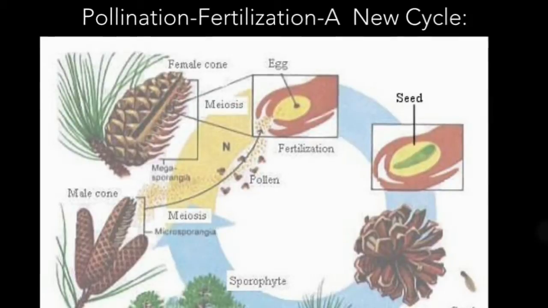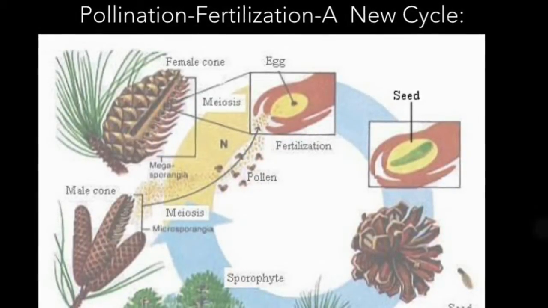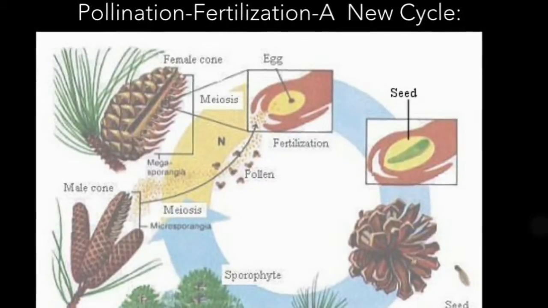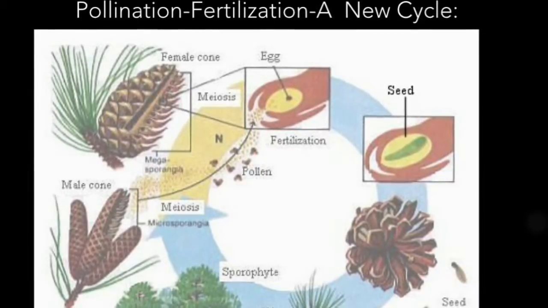Fertilization. The sperm travels down the pollen tube toward the egg. One sperm will fertilize an egg, forming a zygote. The zygote will develop into an embryo. Meanwhile, the ovule develops into a protective seed.